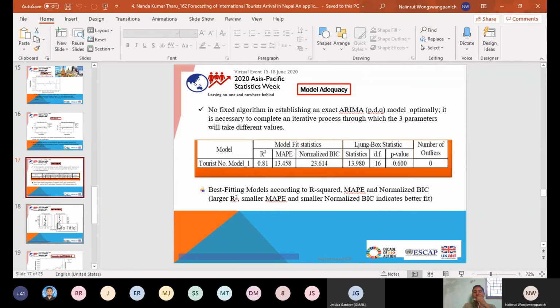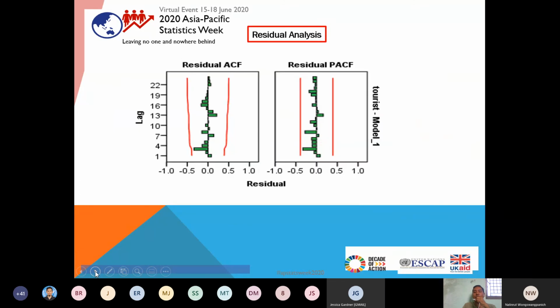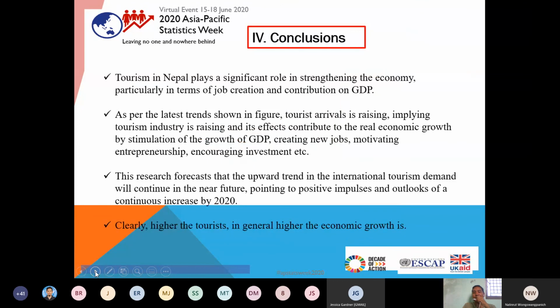Here, the residual analysis is within the limit, so our model is best. Then we can predict through these models. The number of tourist arrivals in 2019 was 1,288,564, and in 2020 we can predict these values. This shows that the number of tourist arrivals in Nepal is rising. It gives us a framework, plans, and policies.